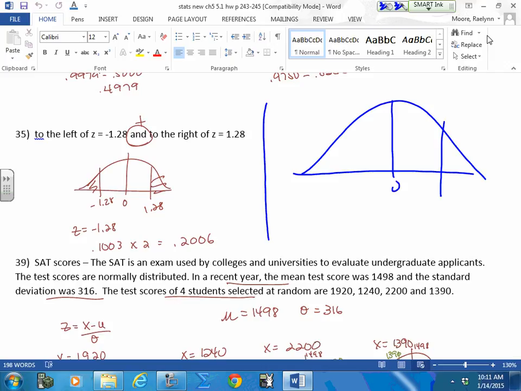But my question though, what if it's just to the right and it's negative? How do you subtract that from negative? You can't say to the right and it's negative? Okay, I'll show you in one second.